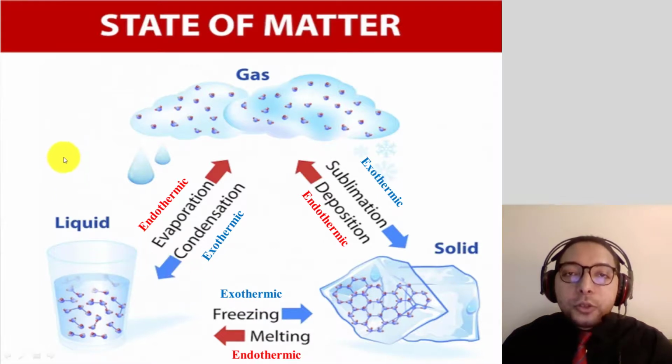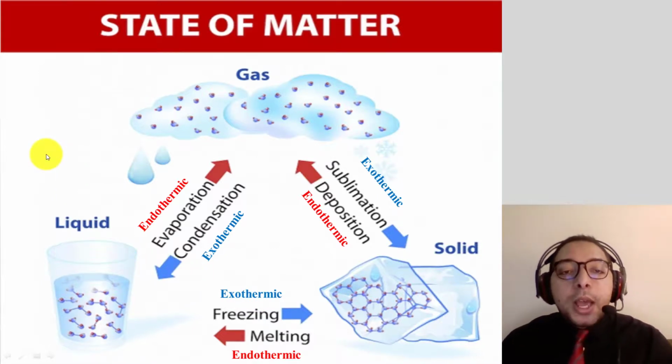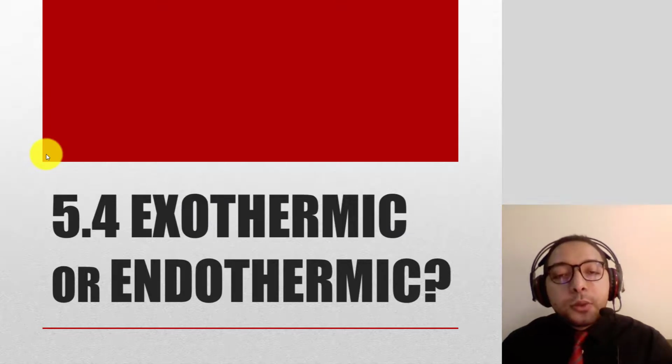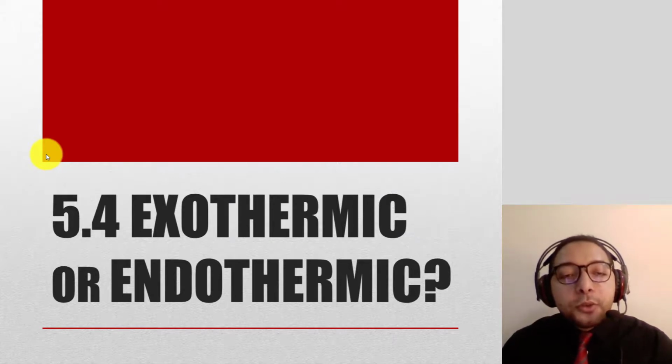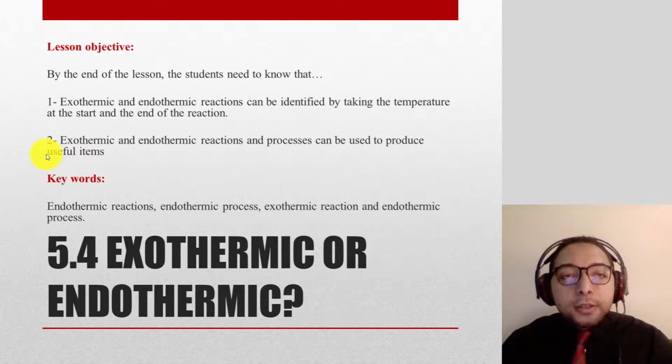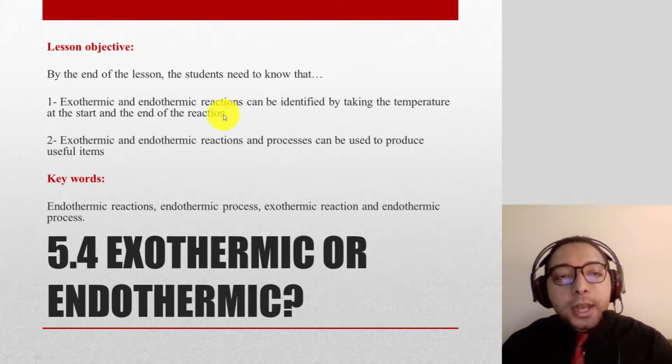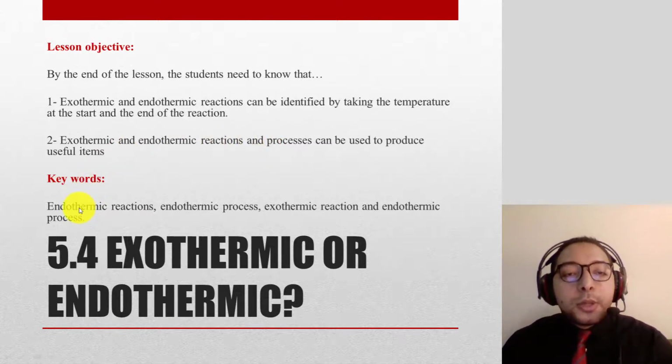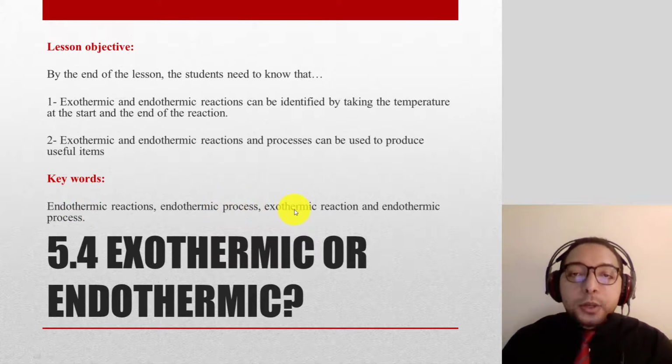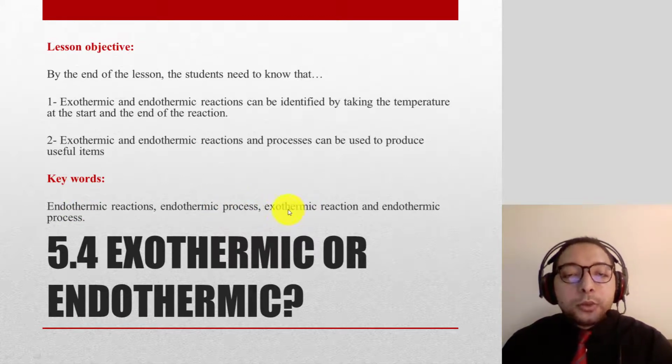I hope you have understood this concept, because it's very, very important to know how to differentiate between an endothermic and an exothermic process. So that's the second point of today's lesson, exothermic or endothermic. In this lesson, we are going to see how exothermic and endothermic reactions can be identified by taking the temperature at the start and at the end of the reaction. And we're going to look at the processes as well. We're going to see how to use the exothermic and endothermic in a nice way. The keywords of today's lesson are endothermic reaction, endothermic process, exothermic reaction, and exothermic process.